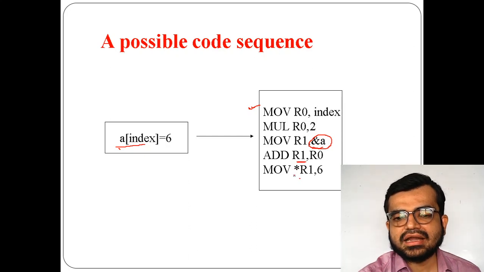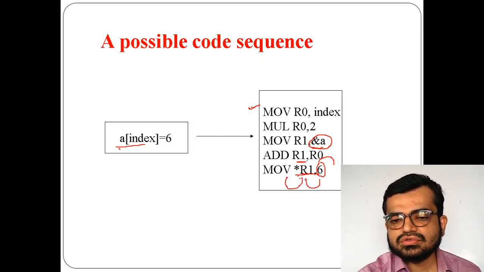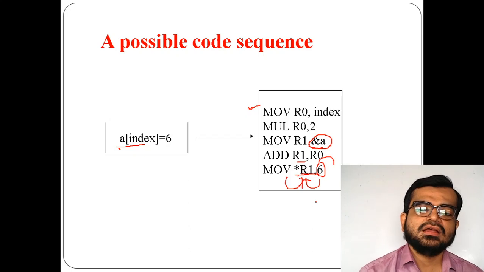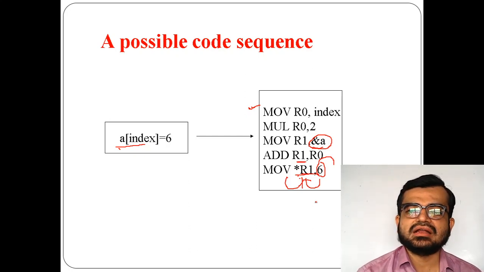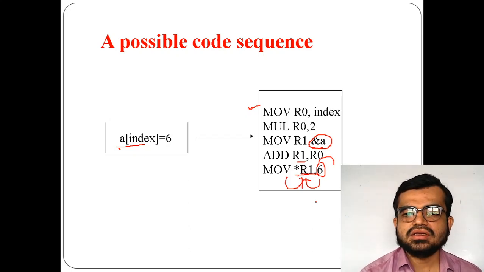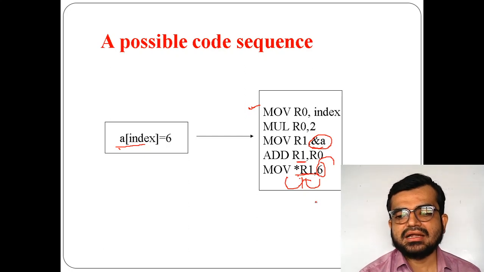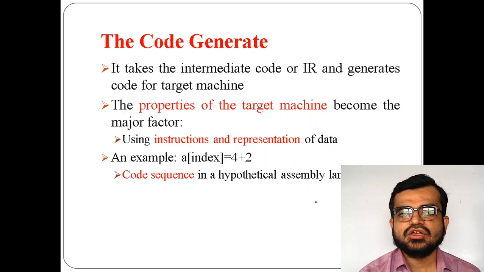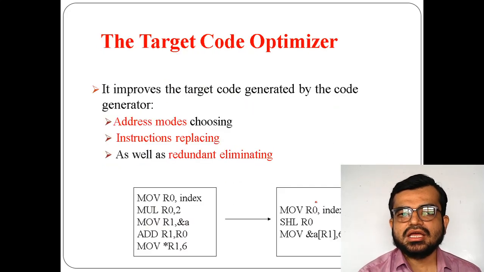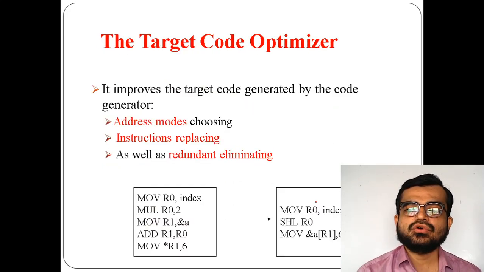So all these are the addressing modes we are using, indirect addressing mode. So using indirect addressing mode, you are assigning the final value 6 to the register R1. Now finally it stores in R1. So this is how in machine format, or in assembly format, it performs code generation. But the next thing is the target code optimizer.